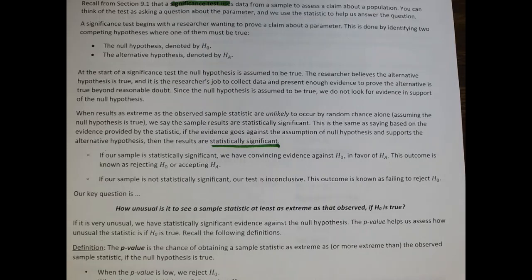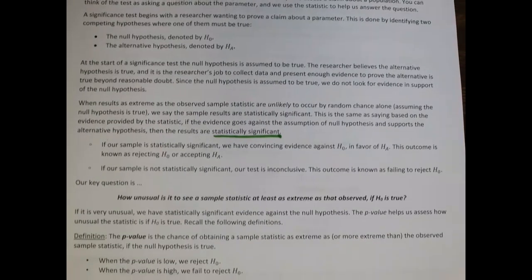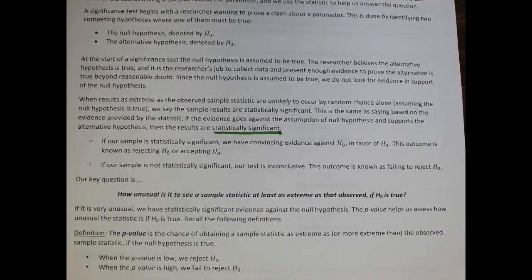If our sample is not statistically significant, our test is inconclusive, and this outcome is known as failing to reject the null. So our key question that we need to answer is, how unusual is it to see a sample statistic at least as extreme as that observed if the null hypothesis is true? If it is very unusual, we have statistically significant evidence against the null. The p-value helps us assess how unusual the statistic is if the null is true. And so recall the following definitions. The p-value is the chance of obtaining a sample statistic as extreme or more extreme than the observed sample statistic if the null hypothesis is true.